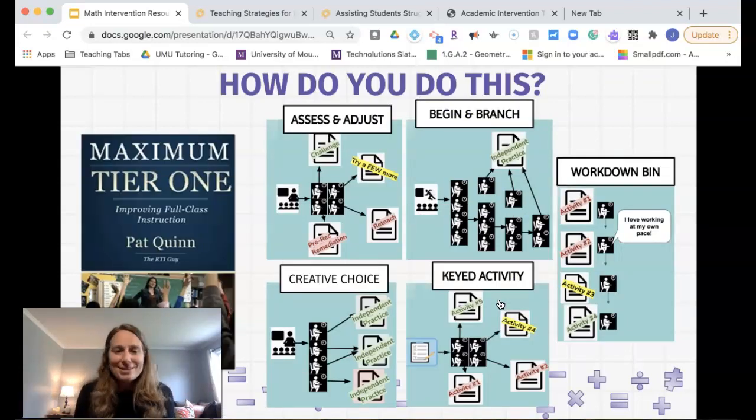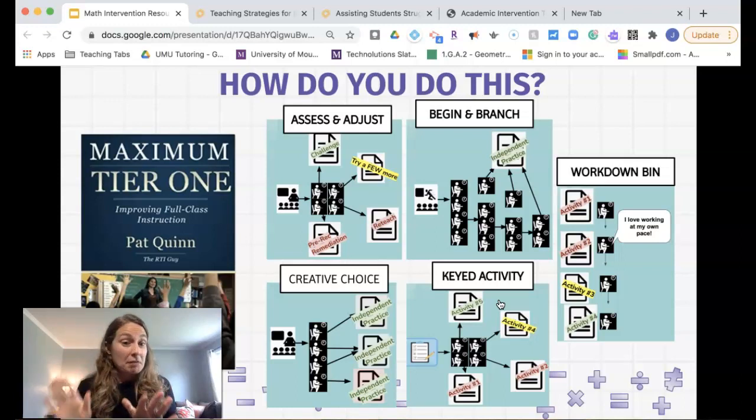So how do you do this in a classroom? That's always the challenge, right? So one book that was given to me by a teacher friend that I think is amazing is Maximum Tier 1 Support by Pat Quinn. And essentially he proposes that there are 5 different ways, and there's probably more than this, but 5 that I thought were pretty good ways that you can use your classroom time creatively to provide you with that time for intervention.